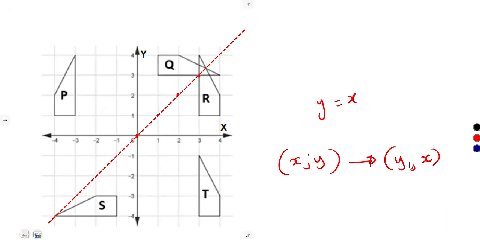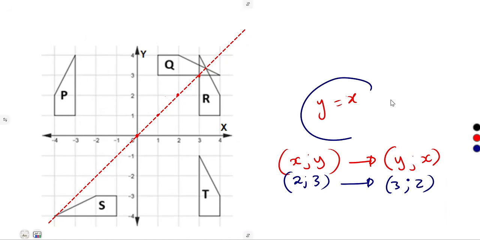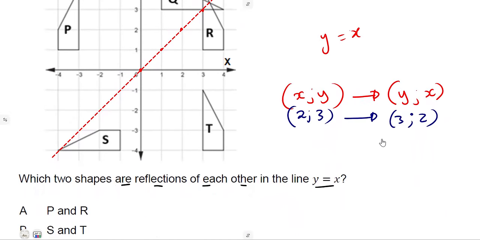What I'm trying to say is, if a point is originally 2, 3, it will change. What was your x value becomes the y value, and what was your y value becomes your x value. So this will be 3, 2. That's how the points will be transformed along this line. Which one best describes where points are transformed in that manner?